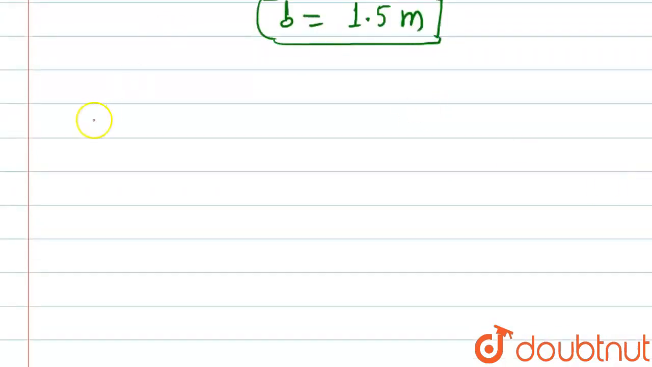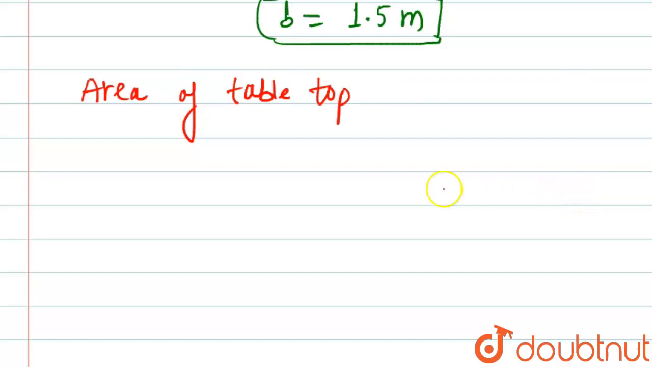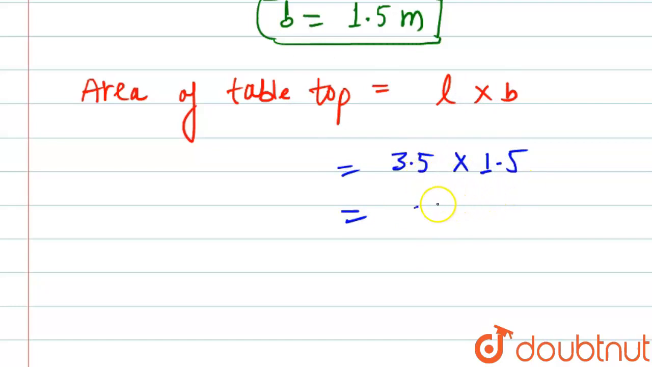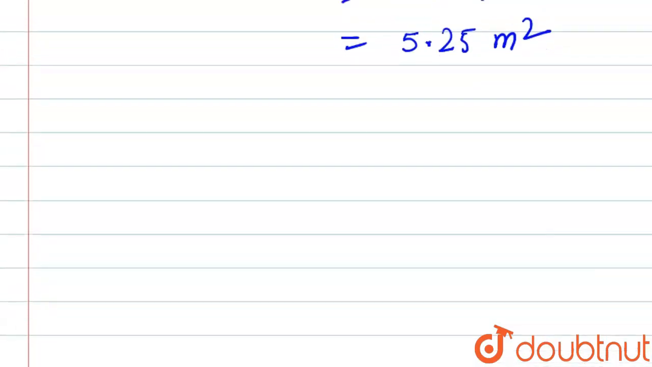Now the area of the tabletop, because we have to find the cost of polishing the tabletop, so for that we have to find the area. The area of the tabletop is length multiplied by breadth, and the length and breadth we have found to be 3.5 multiplied by 1.5. So 3.5 multiplied by 1.5 is 5.25 meter square, since these are the dimensions in meters. So now that we have found the area, let's proceed to the cost of polishing that area.